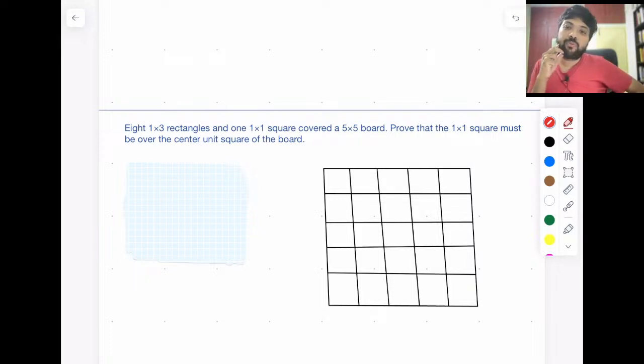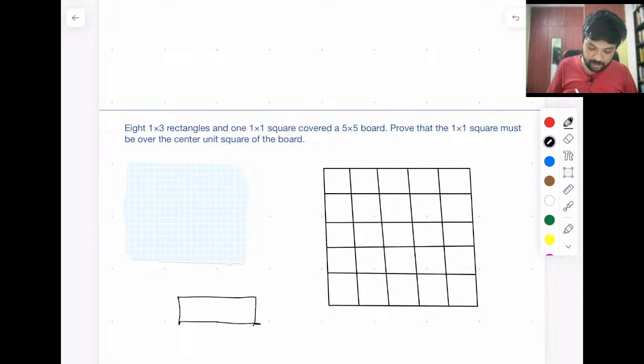So I want to basically teach you guys the extension of the same trick. Notice now you have eight 1 cross 3 rectangles, right? Earlier, to cover 1 cross 2 dominoes, we started labeling the entire board periodically with 2 colors, 1 and 2, or A and B.